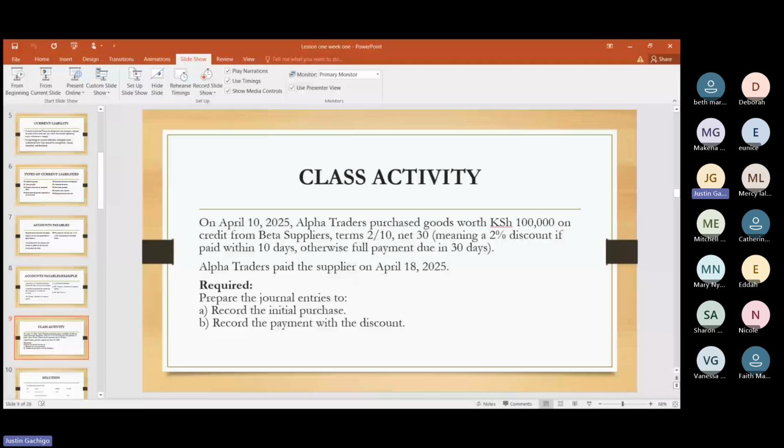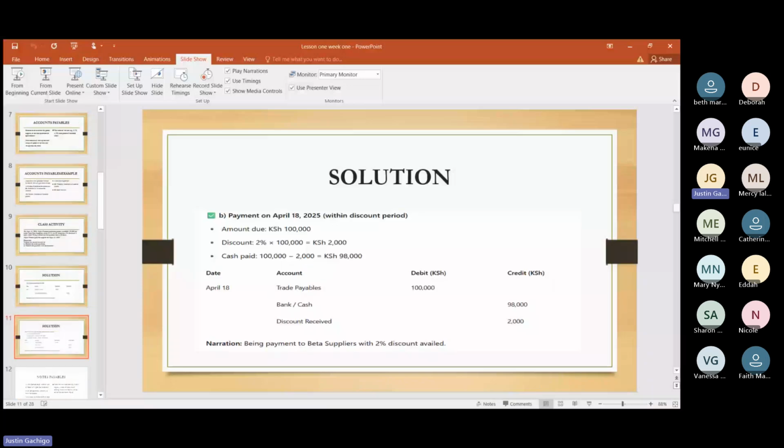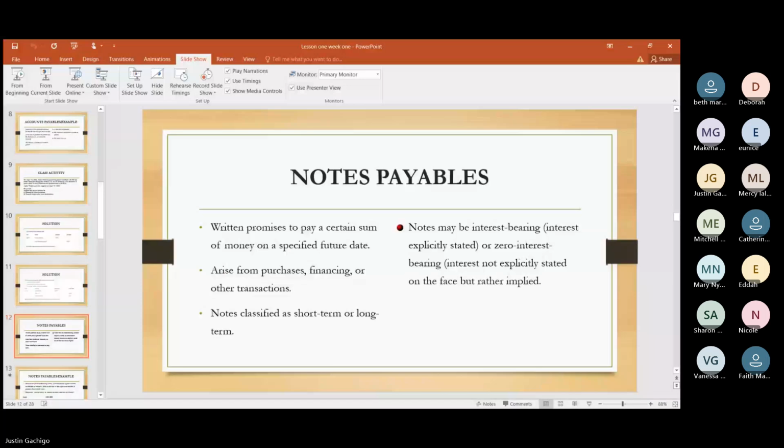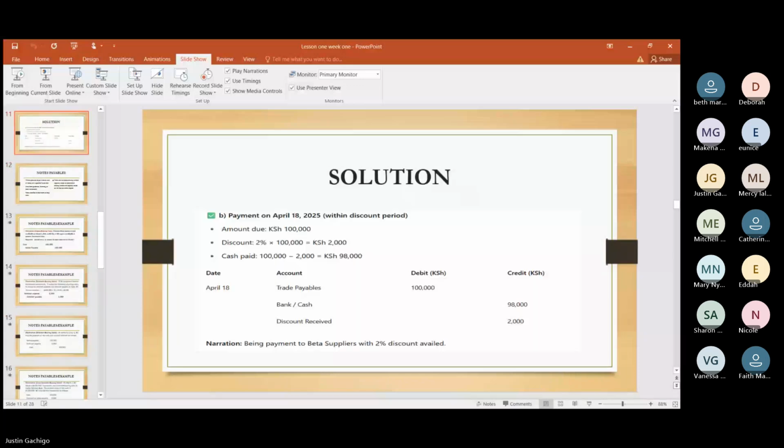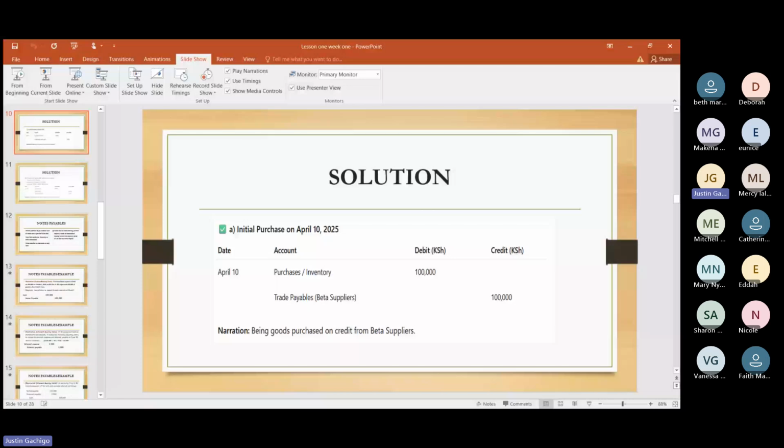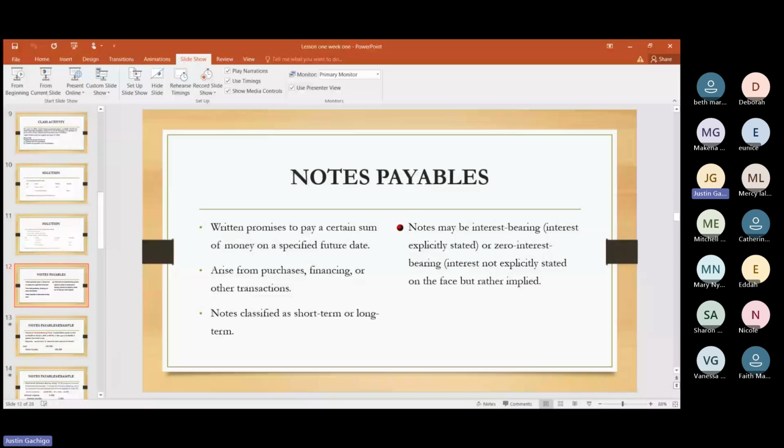So now this is the solution as I had indicated. When you pay, you debit trade payable, you credit cash, and then you credit the discount received. Then you put the narration, being payment to Better Suppliers with 2% discount. So do you have anyone with a question on that one before we move to the next concept of notes payable?